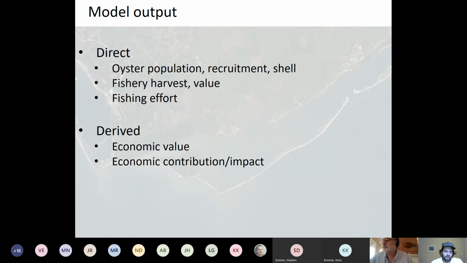So the output I'm going to show you now is basic stuff: oyster populations, recruitment, and shell. But you can also look at fishery harvest and value and fishing effort. And then from that, you can derive economic value. When you work with some economists, which I do, you can turn that into economic contribution and impact. The economic value here is a lot easier than if I was doing a recreational fishery, because we're just basically looking at the ex-vessel landings price, which is the standard in these approaches. So again, I'm going to focus right now just on this first stuff about oyster populations, recruitment, and shell.